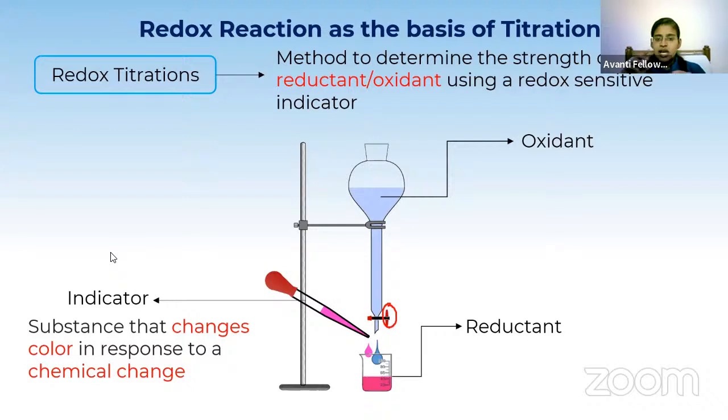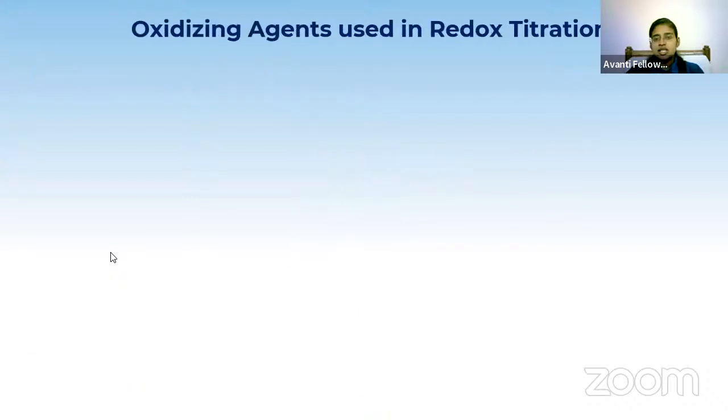Now we note the point on the scale of the burette and use the formula to find the strength of the oxidizing agent and the reducing agent. This is called redox titration. The main thing to note is which oxidizing agents are used in redox titrations. The compound we take in the burette is called the oxidizing agent, right? So which oxidizing agents are used in redox reactions?